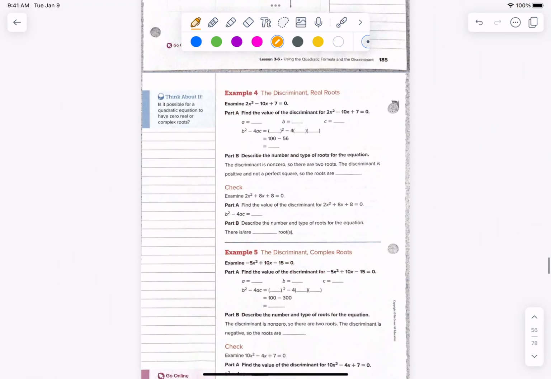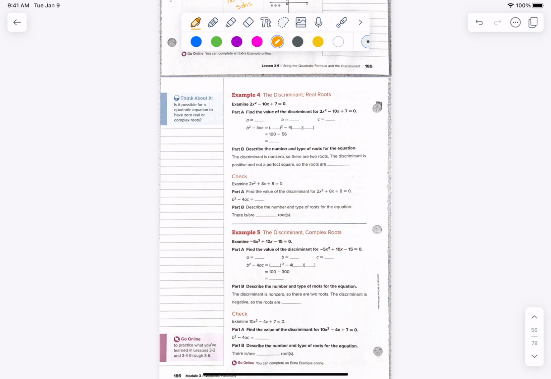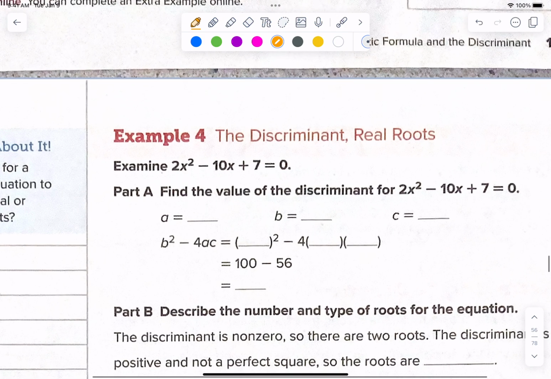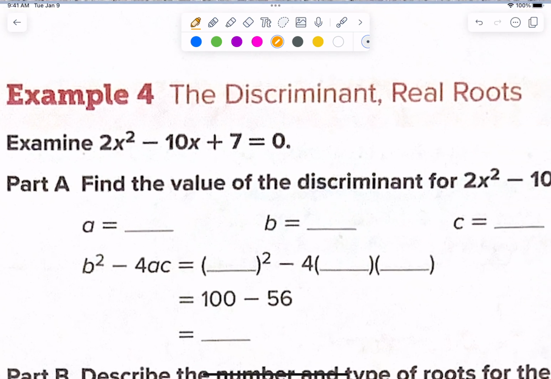Okay. Let's go to the first example real quick. We'll do 1 example and then we'll stop. All right. So is this one ready to be factored down? On example 4, is he ready? Yes, he's ready. Okay.